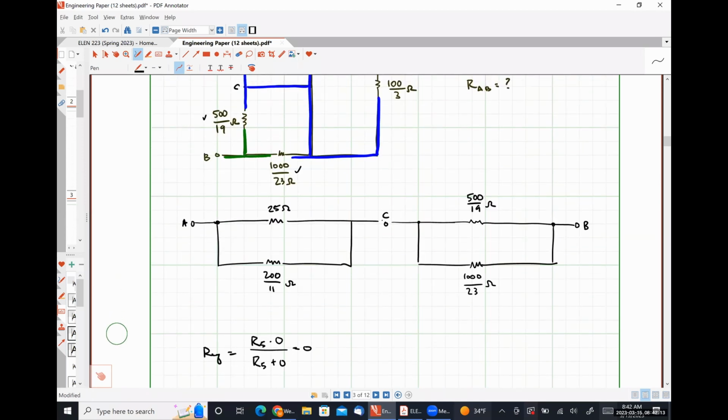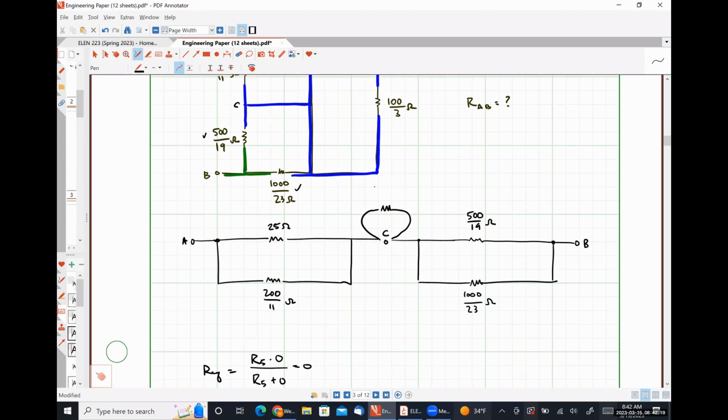If we wanted to, for whatever silly reason, we could put it like this. But it's not going to contribute to the overall resistance of our network. Okay. So this one doesn't actually do anything. So instead, we would just have 25 in parallel with 200 over 11 in series with 500 over 19 in parallel with 1000 over 23. So that's what happens when we short something out. All right. Any other questions about resistor combination or anything?